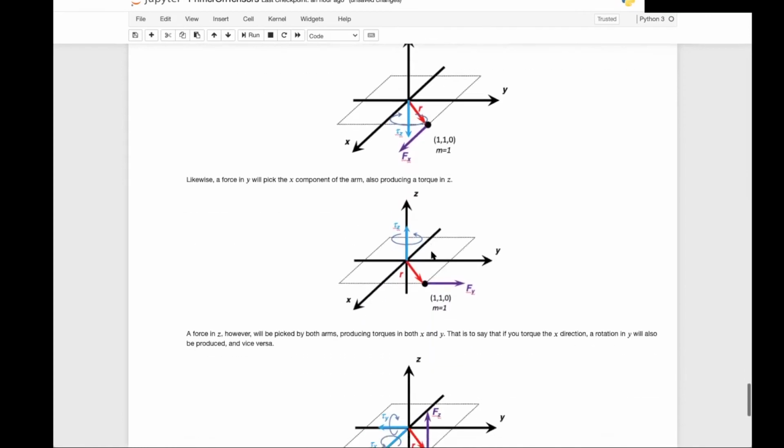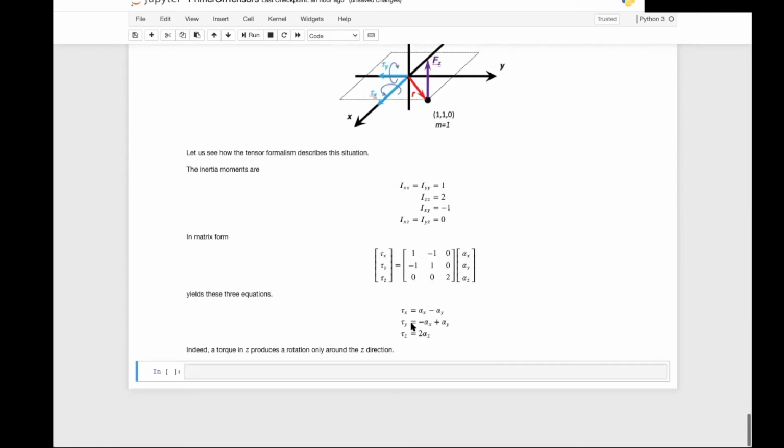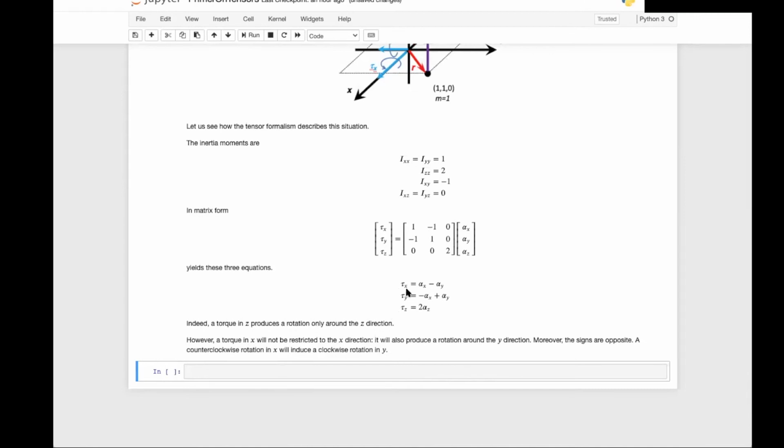That's what we see here in these two examples, the force in X and the force in Y. They both produce a torque in Z. And this torque in Z only produces a pure torque in Z, so you only have rotation around the Z-axis. However, a torque in X will not be restricted to the X direction. It will produce rotation around both the X axis and the Y-axis.